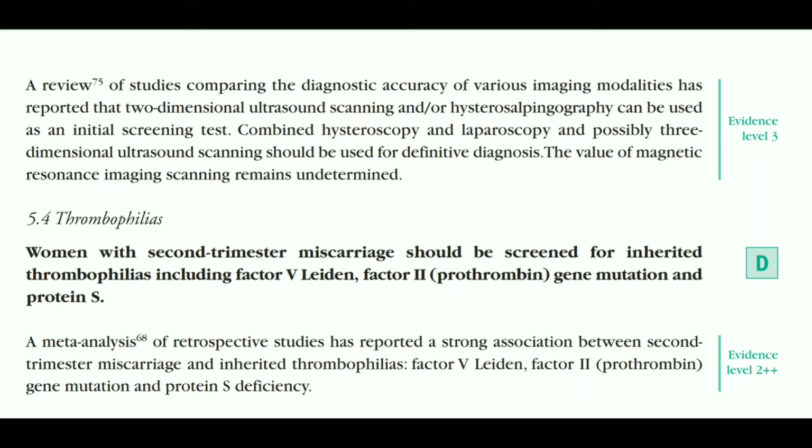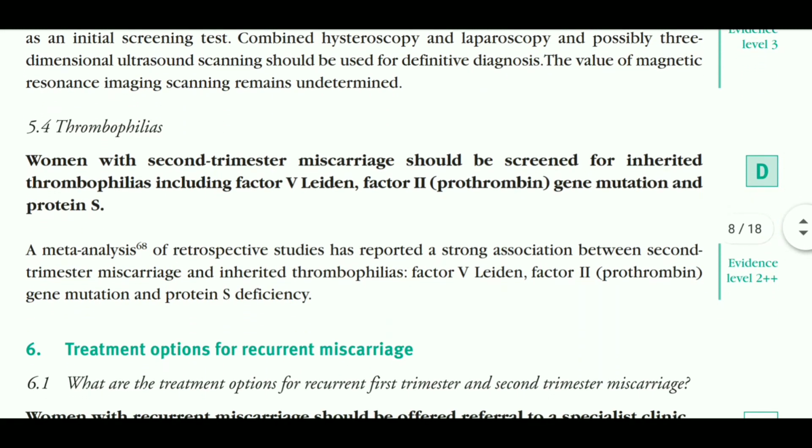Now, what tests for thrombophilia are advised? Women with second trimester miscarriages should be screened for inherited thrombophilia, including factor V Leiden, factor II prothrombin gene mutation, and protein C. A meta-analysis of the retrospective studies has reported a strong association between second trimester miscarriage and inherited thrombophilia: factor V Leiden, factor II prothrombin gene mutation, and protein S deficiency.